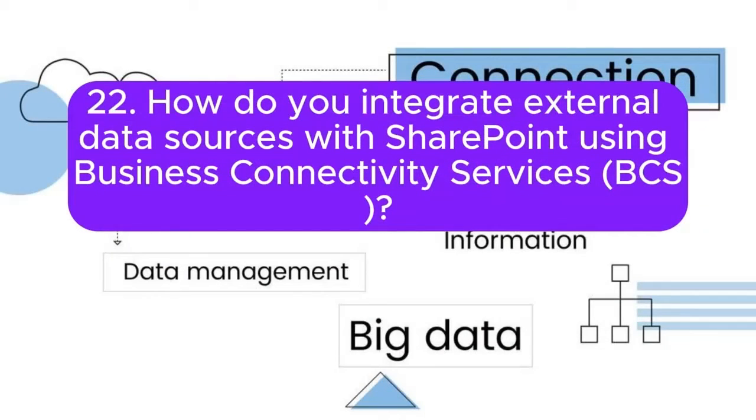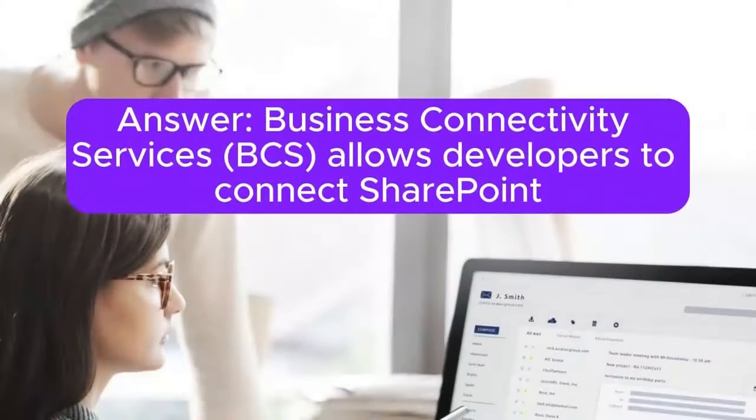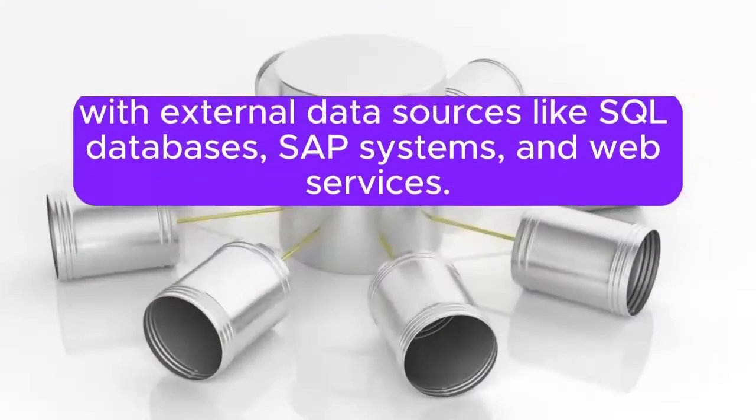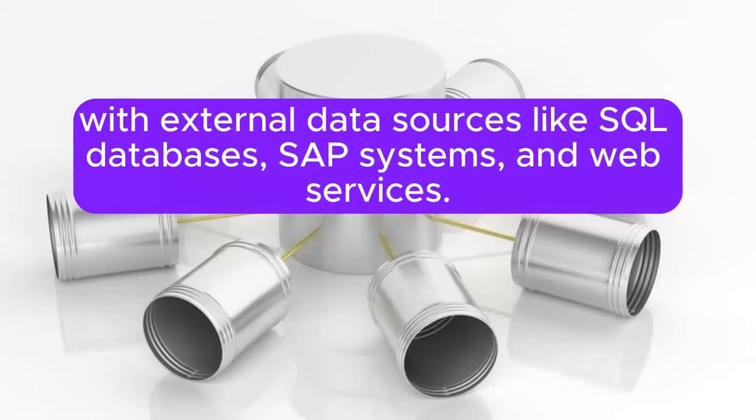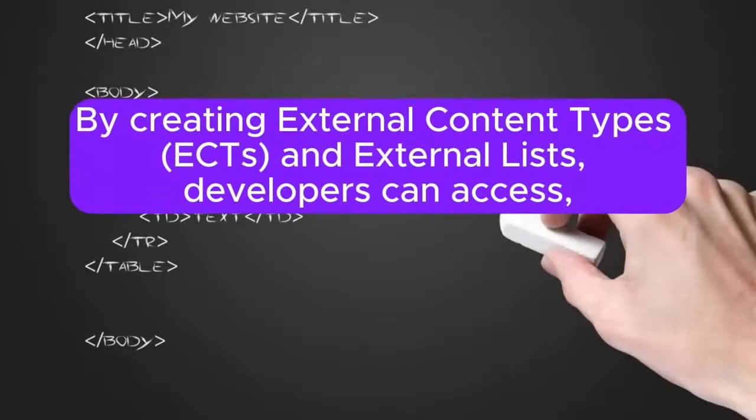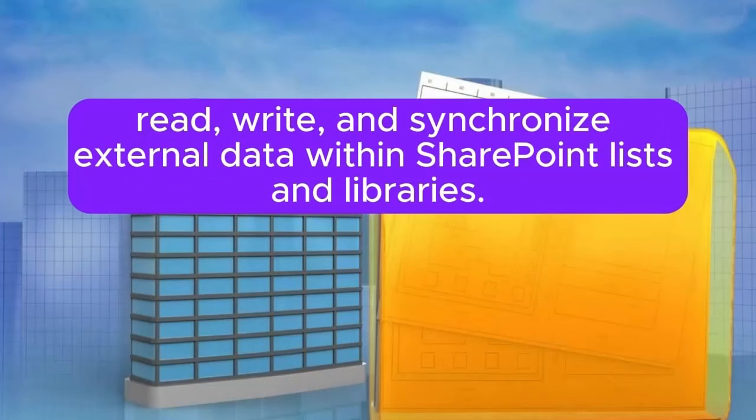22. How do you integrate external data sources with SharePoint using Business Connectivity Services (BCS)? Answer: Business Connectivity Services (BCS) allows developers to connect SharePoint with external data sources like SQL databases, SAP systems, and web services. By creating external content types and external lists, developers can access, read, write, and synchronize external data within SharePoint lists and libraries.